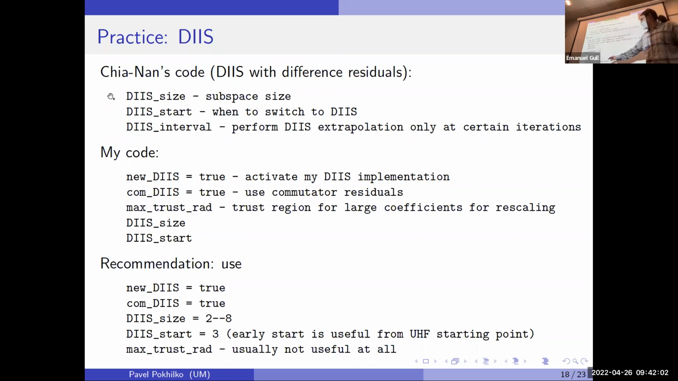So when DIIS start is less than DIIS size, my code just uses the available subspace. If it has a number of subspace vectors less than the specified DIIS size, it will just use the available subspace vectors for extrapolation and then grow the subspace size until this limit is reached, and then drop the old vectors.